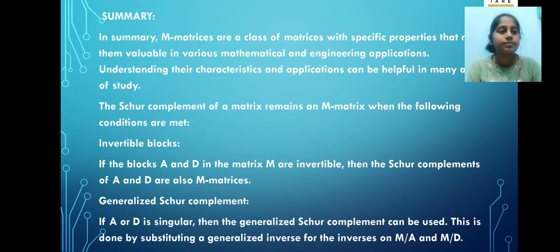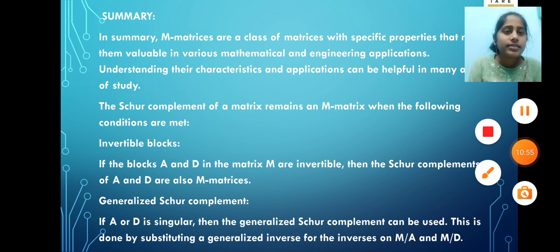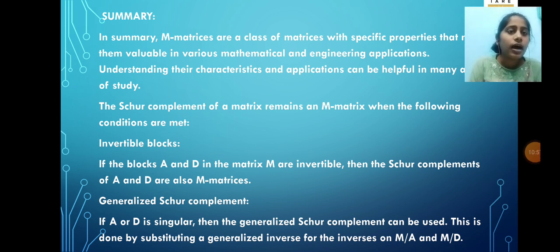Summary. In summary, M matrices are a class of matrices with specific properties that are important in many fields, making them valuable in various mathematical and engineering applications. Understanding their characteristics and applications can be useful in many areas of study.